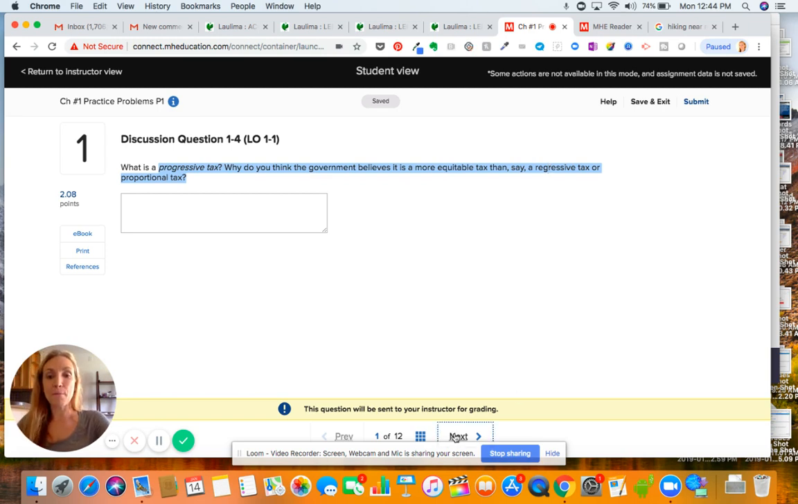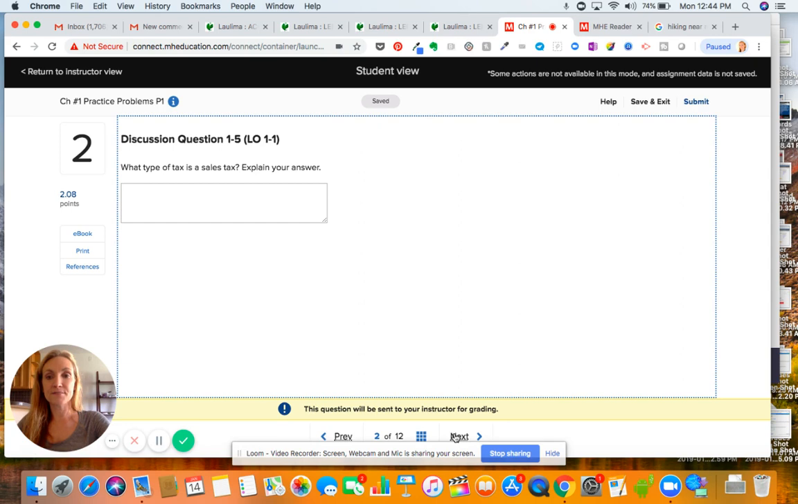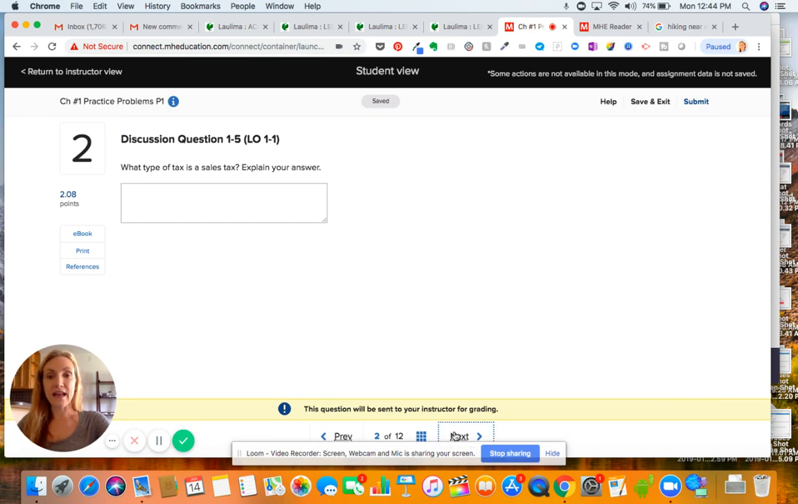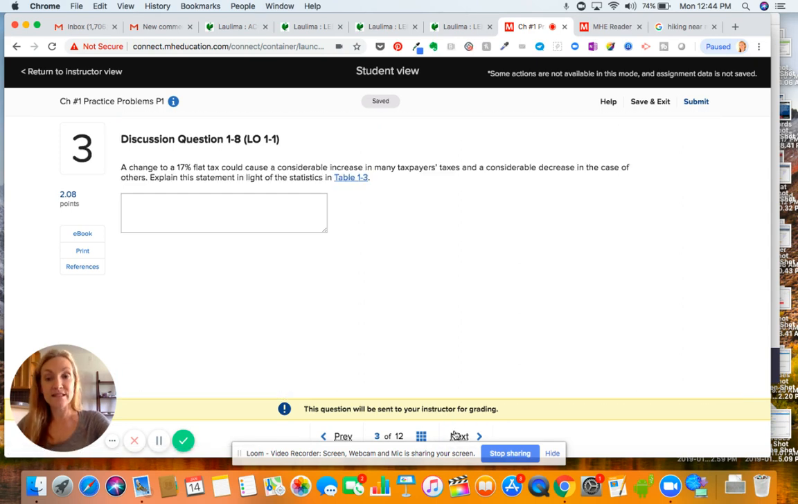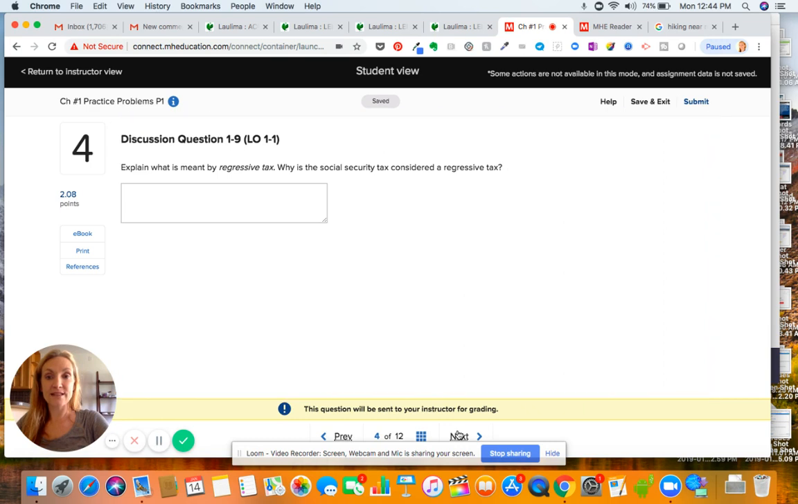All right, I'm going to click next. Sales tax. GET is a sales tax. Technically it's an excise tax, slight difference, but pretty much the same. This is a great exercise. You're going to look at table 1-3 and look at the implications of a flat tax, and we're going to look at our current statistics in the US.